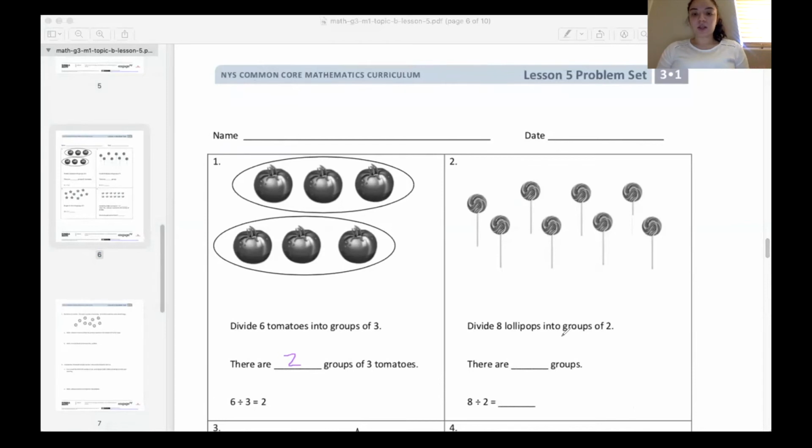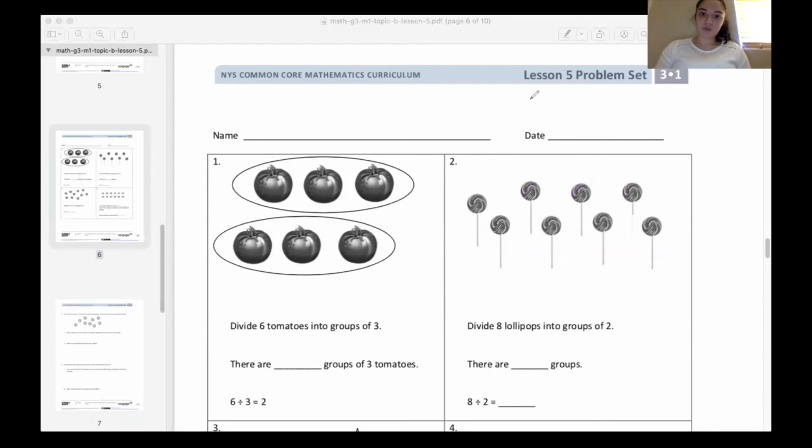Let's try this one out again. Divide 8 lollipops into groups of 2. So that means that we're going to circle 2 lollipops for each group. So we have 1, 2, 3, 4, 5, 6, 7, 8. And you can circle them however you'd like as long as you have 2 in each group. So there are how many groups? 1, 2, 3, 4. There are 4 groups. So 8 divided by 2 equals 4.